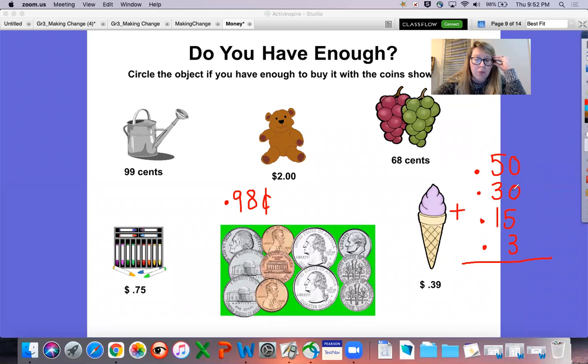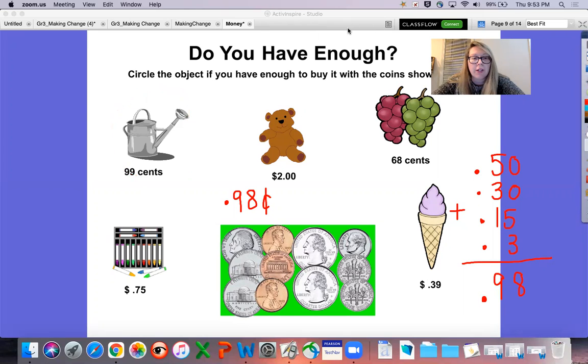Okay, we have 0 plus 0 plus 5 plus 3. So 5 plus 3 is 8, plus 1 more is 9. So 98 cents. Okay, so now pause and see what you can afford. What would you be able to buy? Go ahead and pause it. Okay, go ahead and check your work. You should have been able to buy the watering can.